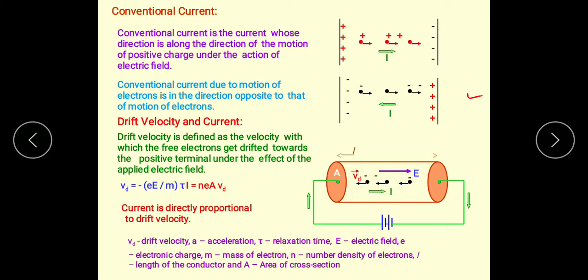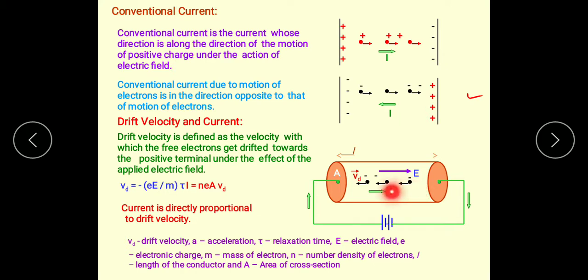So free electrons here are attracted towards the positive side of the conductor. So these electrons are attracted or drifted, because this is the positive side and this is the negative side. We know that the electric field flows from the positive end to the negative end. So these electrons are drifted from the negative end to the positive end, opposite to the electric field, so they experience a force in the opposite direction.